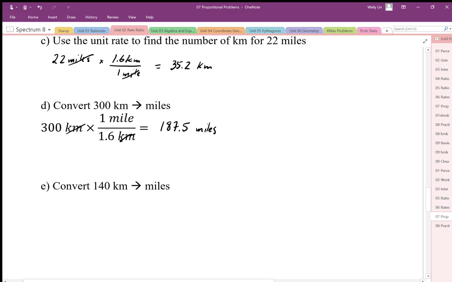Okay, so 140 kilometers to miles. I'm going to use 0.625 miles for 1 kilometer. Kilometer units cancel out, so I end up with 140 times 0.625. It's going to give us 87.5 miles.